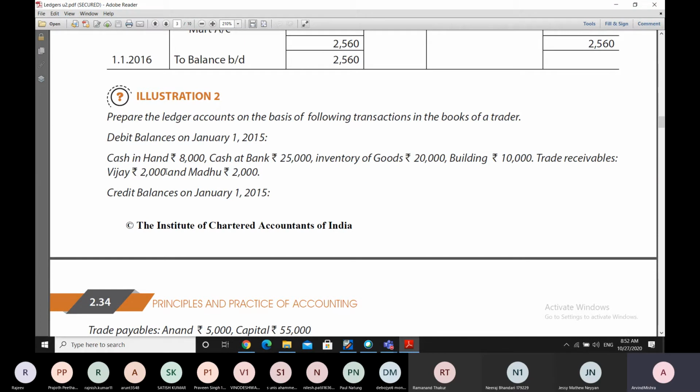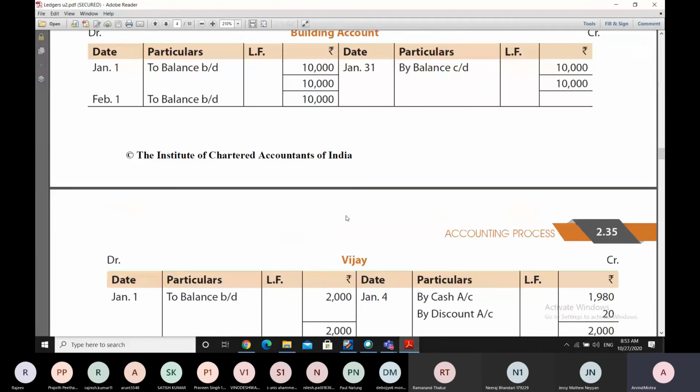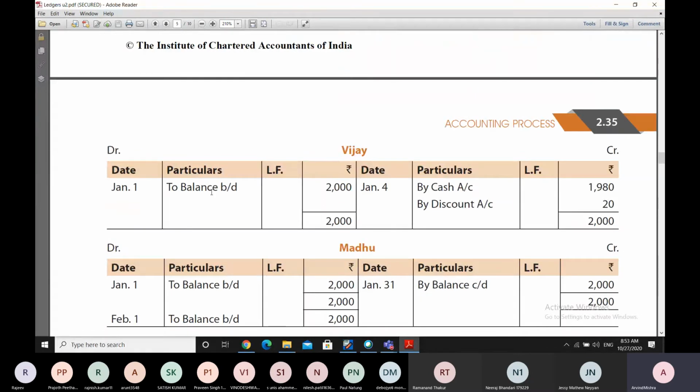So in Vijay's account there was a debit balance, which means that Vijay was supposed to pay us 2000 rupees, but we have allowed 20 rupees discount to Vijay. So for making an entry for discount to Vijay, we'll be making an entry in Vijay's account, because to indicate the discount, we have an initial debit balance. So with that debit entry, let us look at Vijay's account. So the initial debit entry would be there of the balance brought down of 2000 rupees. Okay, out of this 2000 rupees, we make a discount entry.